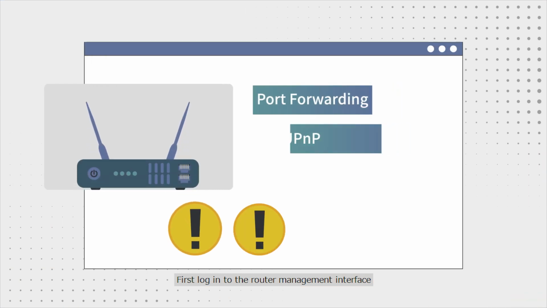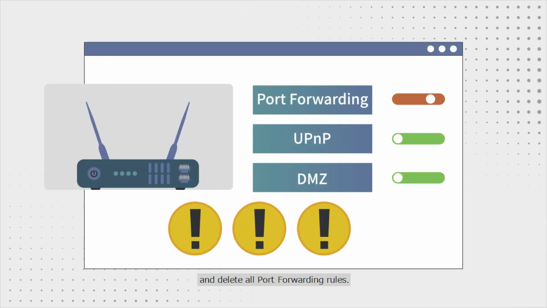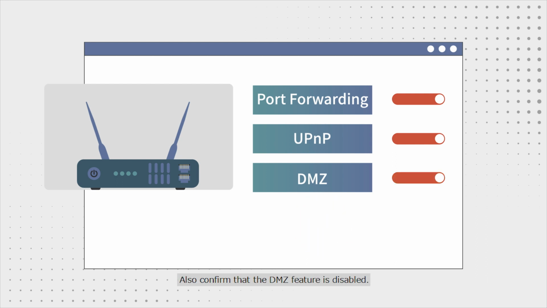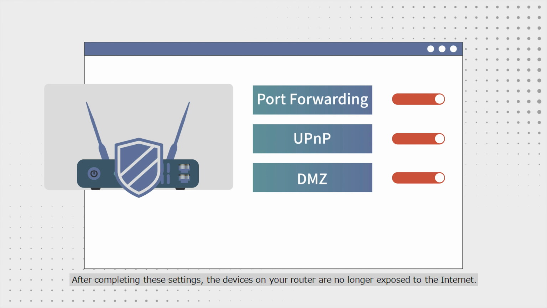First, log into the router management interface and delete all port forwarding rules. Then find and disable the UPnP function on the router. Also confirm that the DMZ feature is disabled. After completing these settings, the devices on your router are no longer exposed to the Internet.